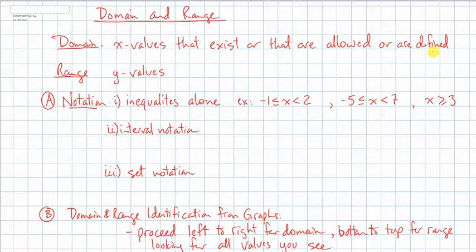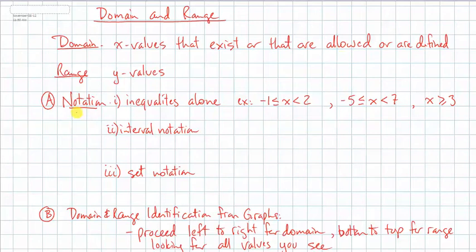By the way, things that are not defined are things like division by 0, which is not a real number, or taking a square root of a negative number, which is again not a real number. So as long as we don't have that, values are defined. The range are the corresponding y values that exist or are allowed.